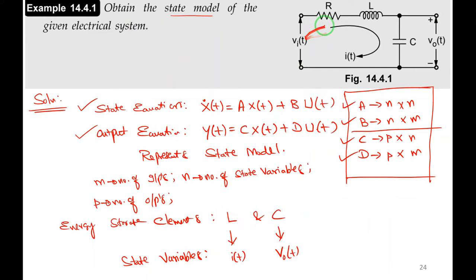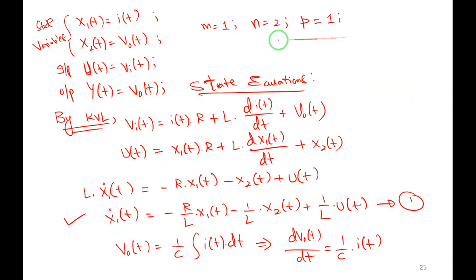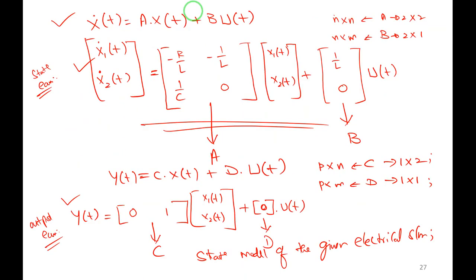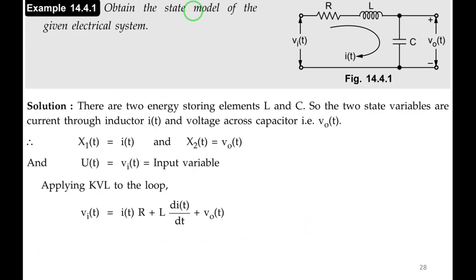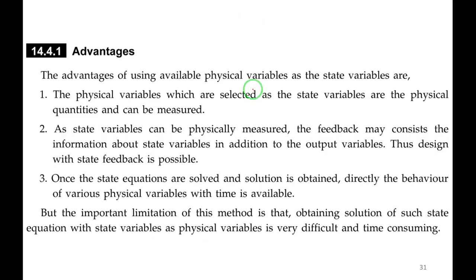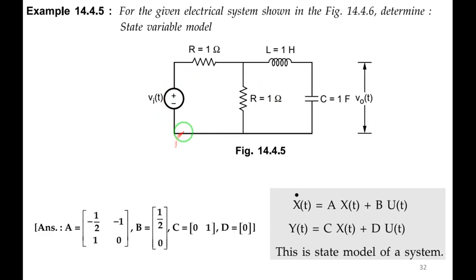So always you go like this. First i of t comes, take this as x1, with respect to the inductor. With respect to the capacitor voltage, you take x2. You can change it also, right? If you interchange, the state model will be different. So the state model of the system is not unique for that purpose. So the same solution has been given. Next numerical, the advantages, you go through it.